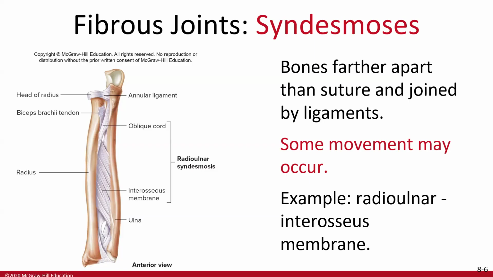And there's going to be some movement. So think of our radio-ulnar joint. When we pronate and supinate, our radius is still able to roll over the ulna. So it doesn't completely stop them from moving with or interacting with one another, but there's not going to be a lot of movement between these.